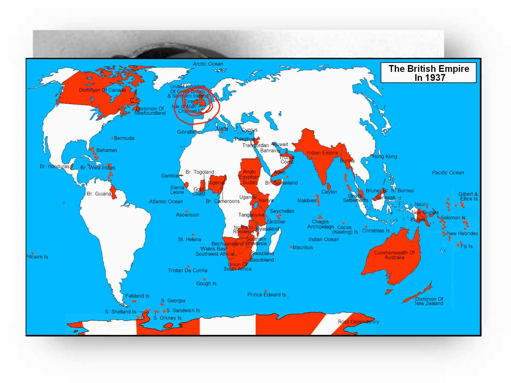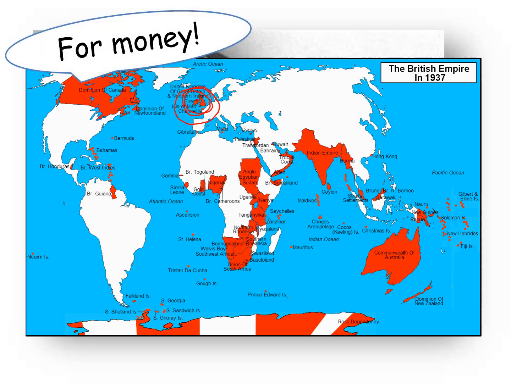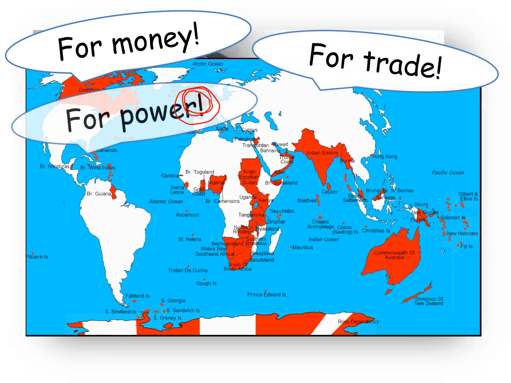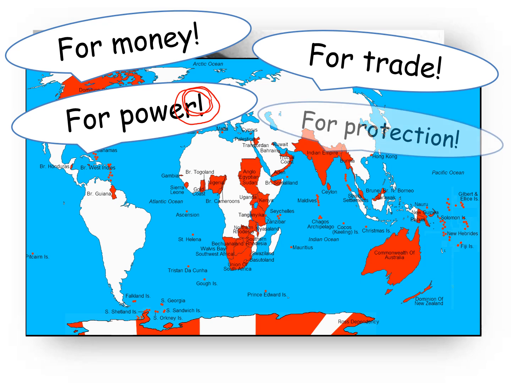That's 1937. Why do they colonize? Well, for money. It's mostly about money. Great Britain was well established with their religious beliefs, so it wasn't about God or anything like that. They were after money. For trade, they wanted to trade to make more money. For power, because the more land you own, the more powerful you are. For protection, because if someone wanted to invade them, they have colonies all over to attack their enemies.